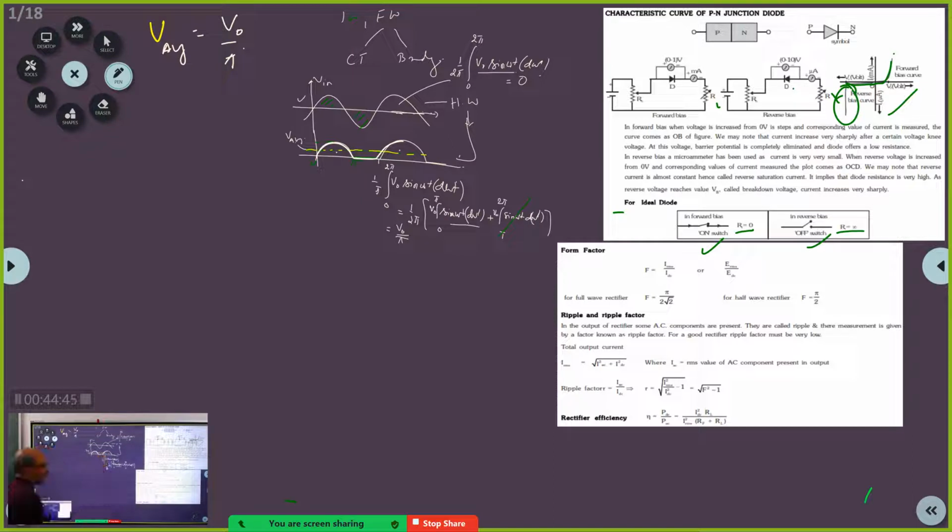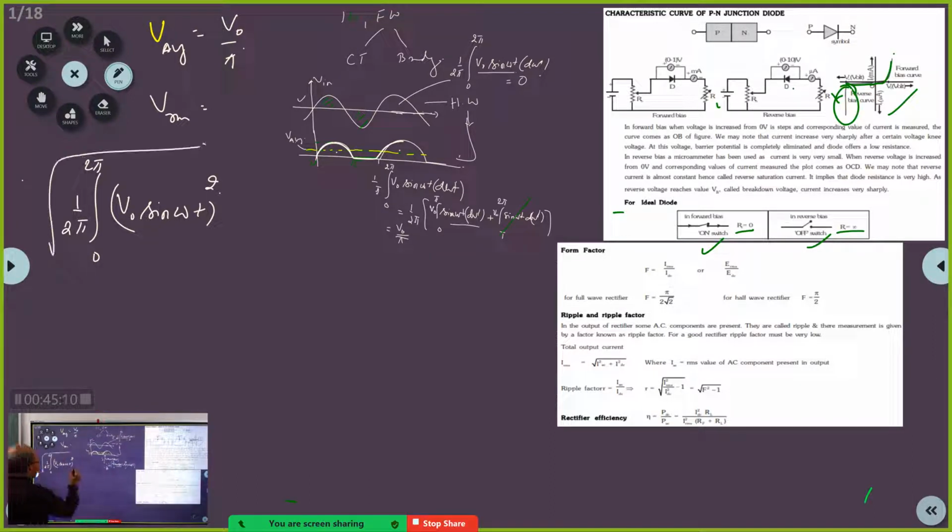Now you can also get the RMS value of this, V RMS. Right? So again, what will be V RMS here? Root mean square value. So same thing: integration 0 to 2 pi, V naught sine omega t, square root of mean of squares. This gives you V RMS. Hello students, I have already done this when I taught you electric current. I am sure you would have forgotten.